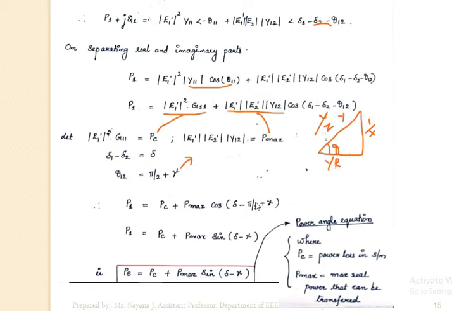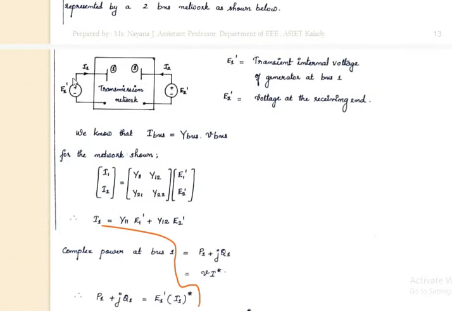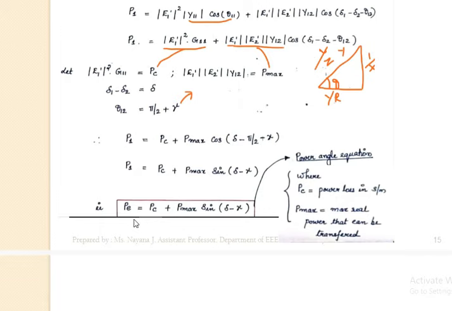What is delta minus pi by 2 minus gamma? You will get it as sine of delta minus gamma. So you can write P1 is equal to PC plus P max sine of delta minus gamma. Okay, what is this P1? It is the power generated by the first generator, right? So instead of P1, you can write PE, where PE represents electrical power generated, which is equal to PC plus P max sine of delta minus gamma.